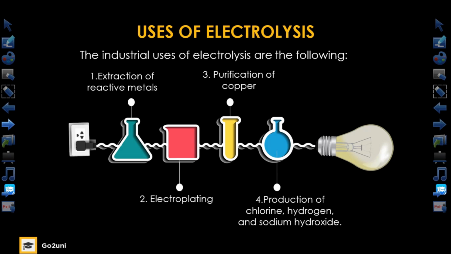And lastly, we can use electrolysis in the production of chlorine, hydrogen, and sodium hydroxide. So in the electrolysis of brine, we are going to get chlorine, and hydrogen will also be produced, and of course we'll have sodium hydroxide. Those are the products obtained when we carry out the electrolysis of brine. So these are the uses of electrolysis.